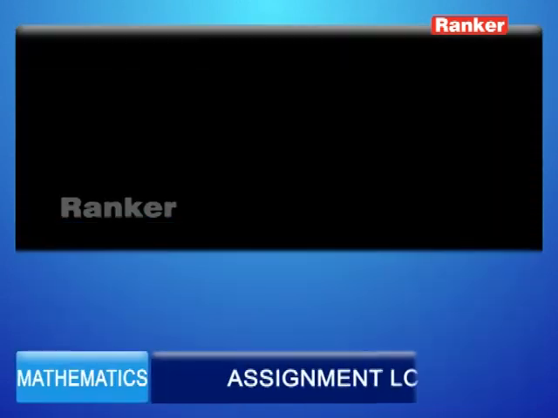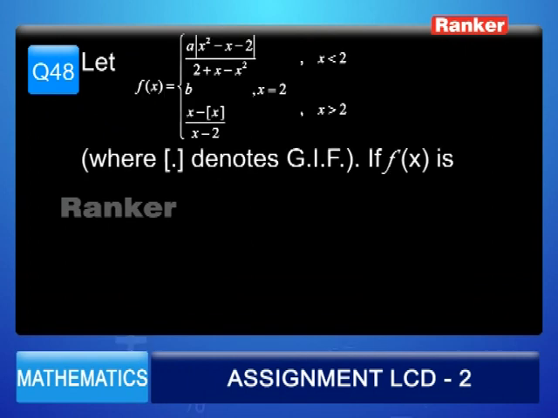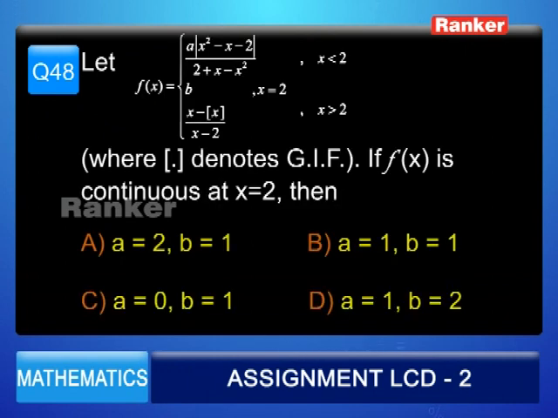Next question, let f of x is equal to a into modulus of (x square minus x minus 2) divided by (2 plus x minus x square) if x is less than 2, b if x is equal to 2, and (x minus integral part of x) divided by (x minus 2) if x is greater than 2.